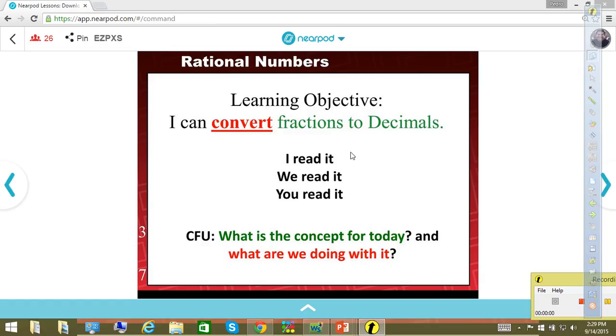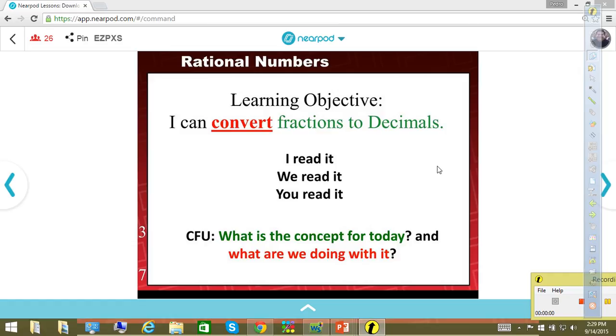So today's concept is fractions and decimals, right? And those are called something specific. We covered that when we covered real numbers the other day. I think it was like 2 weeks ago. So today we're going to be revisiting rational numbers, okay?